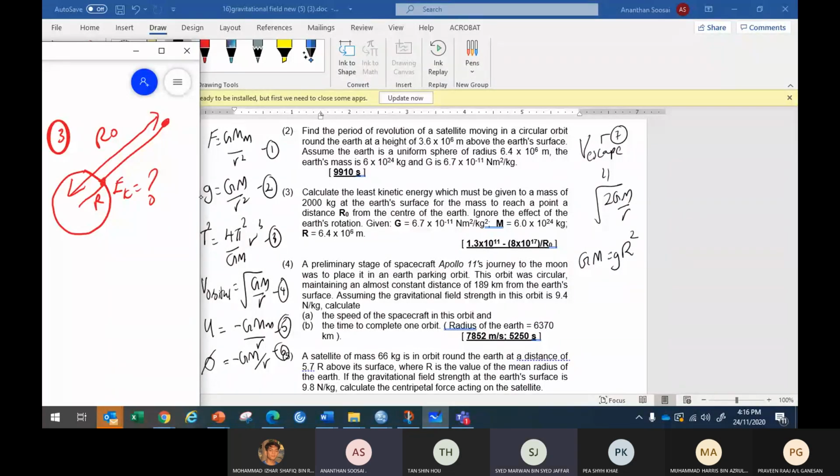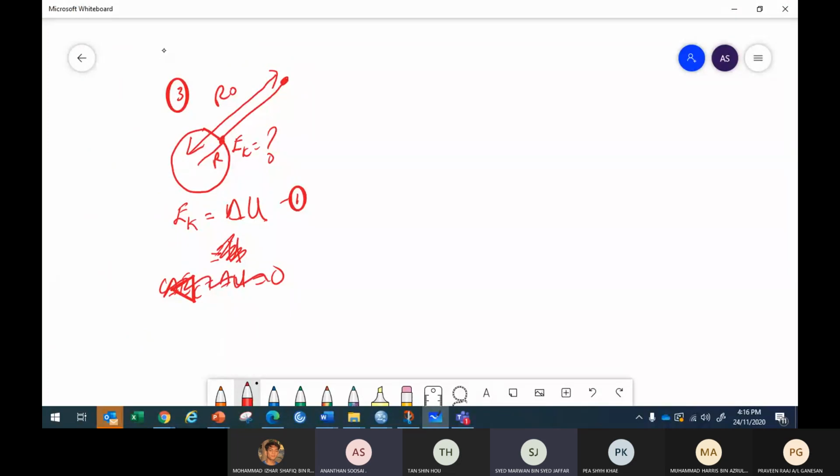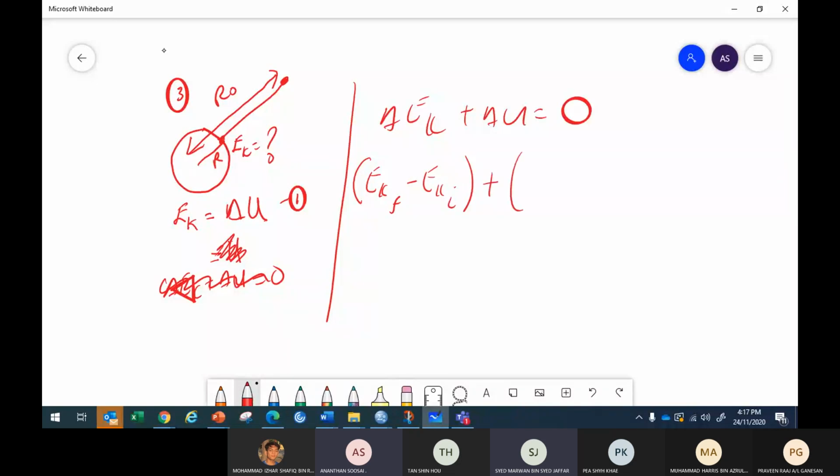Okay. So how do you calculate this? The kinetic energy required should be equivalent to the work done, the change in potential energy. So we are supposed to write like this. Changes in EK plus changes in U must be 0. The change in kinetic energy must be the change in potential energy. So the change in kinetic energy is the final minus initial, plus final minus initial potential energy, should be 0.